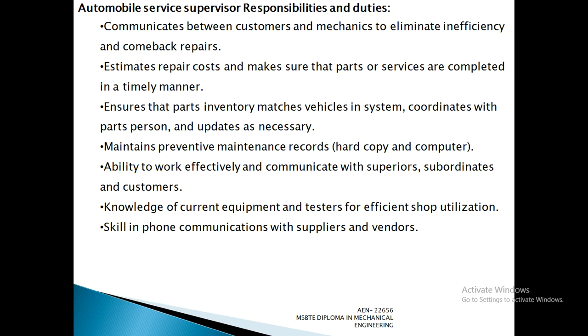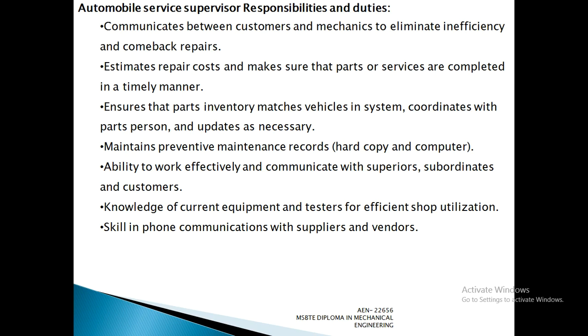Also ensures that the part in inventory matches the vehicles in the system. That is, the parts required by the customer for his or her automobile vehicle are to be properly maintained in the inventory. That is another responsibility of an automobile service supervisor.